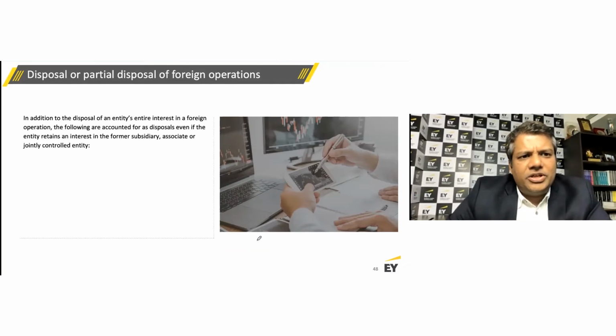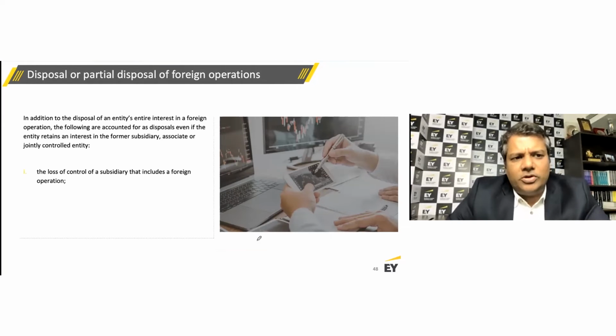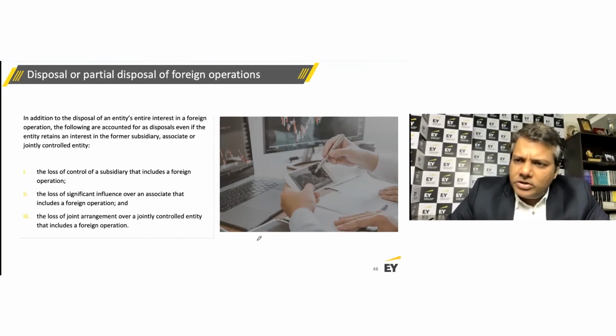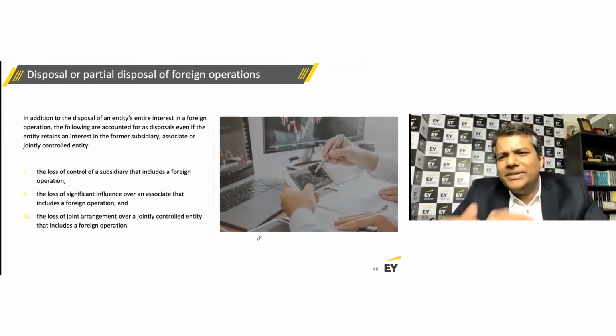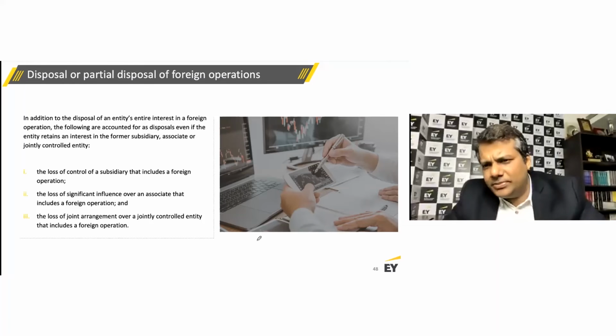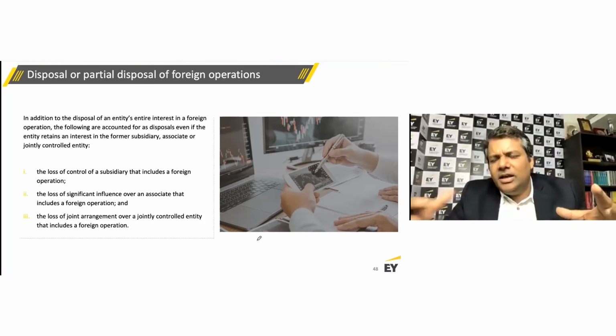So, in addition to the disposal of an entity's entire interest in foreign operations, the following are accounted for as disposal, even if the entity retains an interest in the subsidiary, associate, or jointly controlled entity: the loss of control of a subsidiary. So, even if you've sold it, but you've lost the control. The loss of significant influence over an associate, the loss of joint control over a joint arrangement. That means the status has changed. It is no longer my subsidiary because I've lost control. It is no longer my associate because I've lost the interest. It is no longer my jointly controlled entity because I've lost the arrangement.